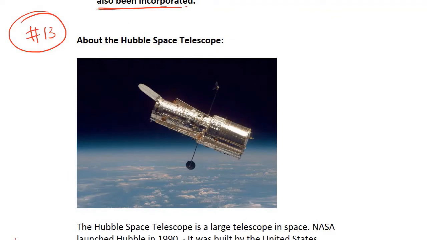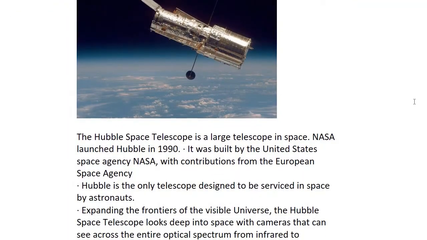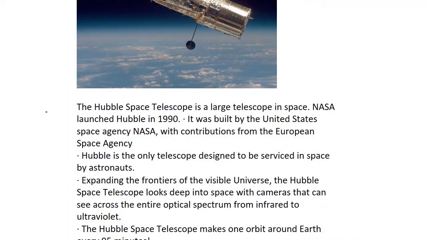Next, certain small facts about the Hubble Space Telescope. Hubble Space Telescope के बारे में कुछ चीजें देखते हैं. The Hubble Telescope is a large telescope in space. NASA launched the Hubble in 1990. It was built by the United States Space Agency NASA with contributions from the European Space Agency. So NASA को कुछ मदद मिली थी ESA से.